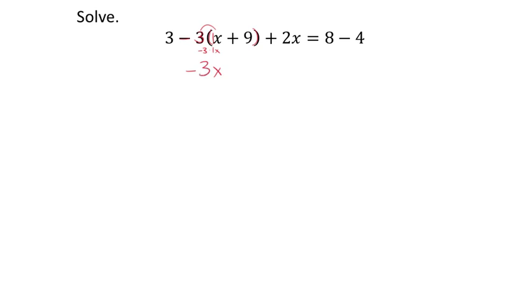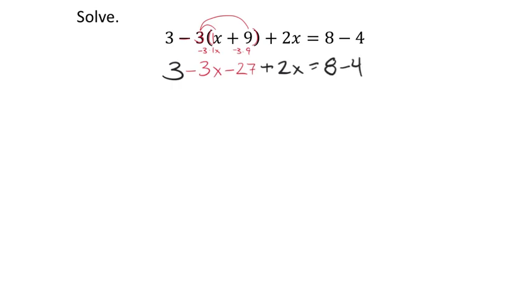That's the first distribution. Now the second distribution, -3 times 9. So negative times positive is a negative. 3 times 9 is 27. There's that. Now we've got 3 minus 3x's minus 27 plus 2x's equals 8 minus 4. And that's all the distribution we have.